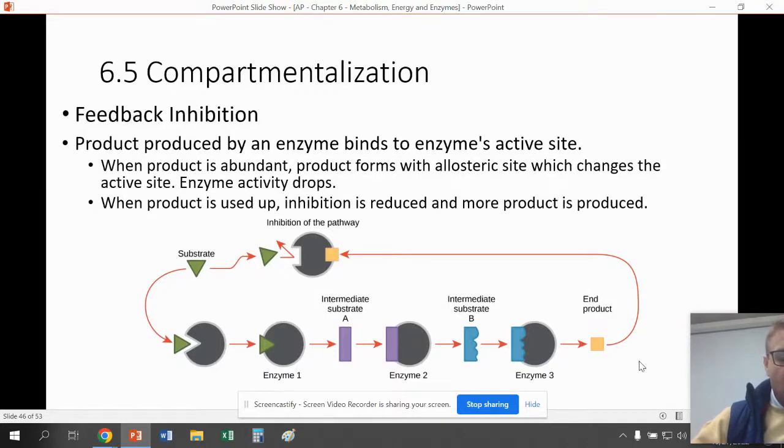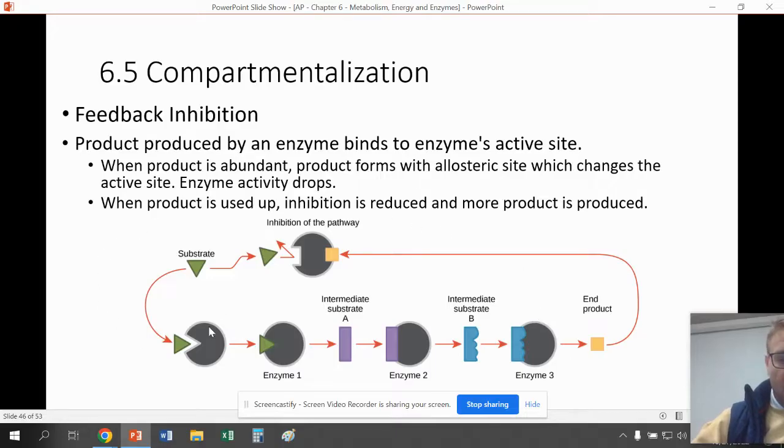Now, feedback inhibition. This is when we have this enzyme pathway, and the end product here is going to inhibit one of the earlier steps. We talked about these inhibitors a little bit earlier on, I think in 6.4. What you're going to see here is this end product stops this enzyme from working. That subsequently stops everything else from occurring in this process.